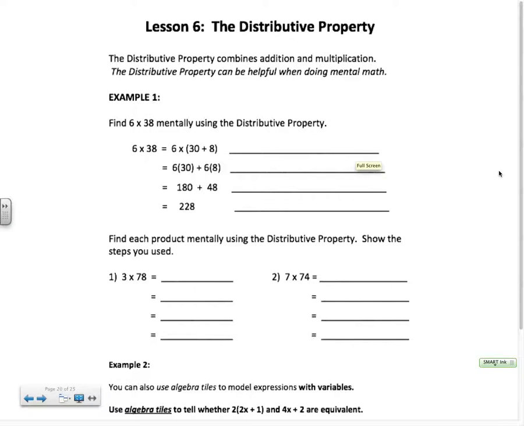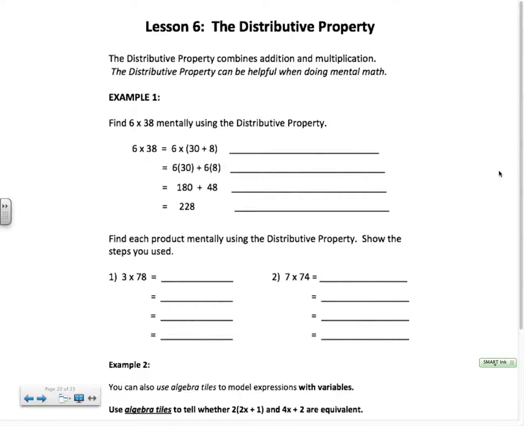We're going to look at our fourth property of math, the distributive property. The distributive property combines addition and multiplication, and it can be helpful when we're doing mental math, when we try to do it in our head instead of using a calculator or paper and pencil. So our first example is 6 times 38. We're going to use the distributive property to do it mentally.